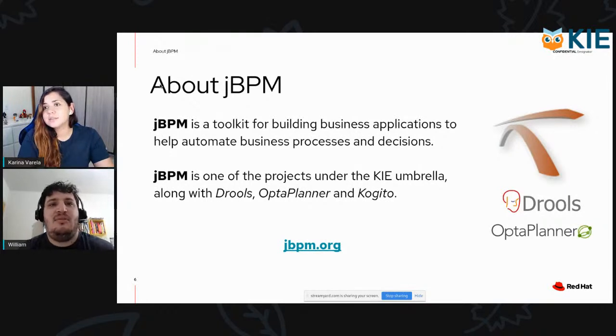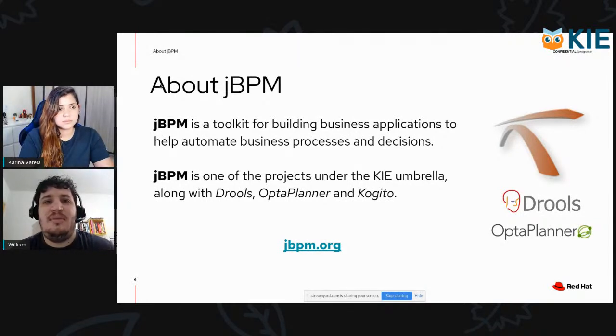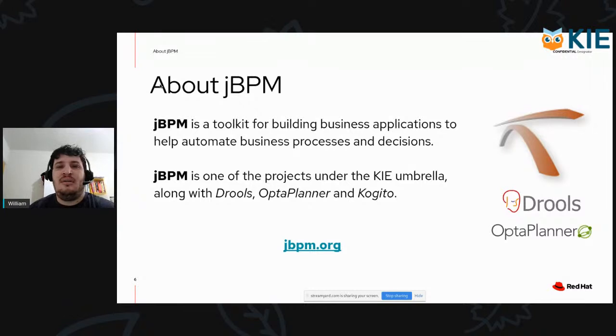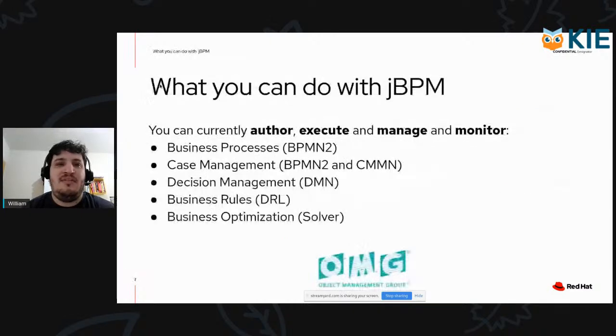Okay, so about jBPM. As Karina said, jBPM is a toolkit for building business applications. It's a very mature project. It has more than 10 years already. And jBPM is not alone. It integrates with other projects under the Key umbrella: Drools, OptaPlanner, and Cogito. So jBPM is part of this ecosystem. And jBPM specifically is used to manage business processes and things related to business processes like case management. And from jBPM, you can call DMN rules or DRL rules, or even call OptaPlanner solvers. And jBPM uses standards from OMG.